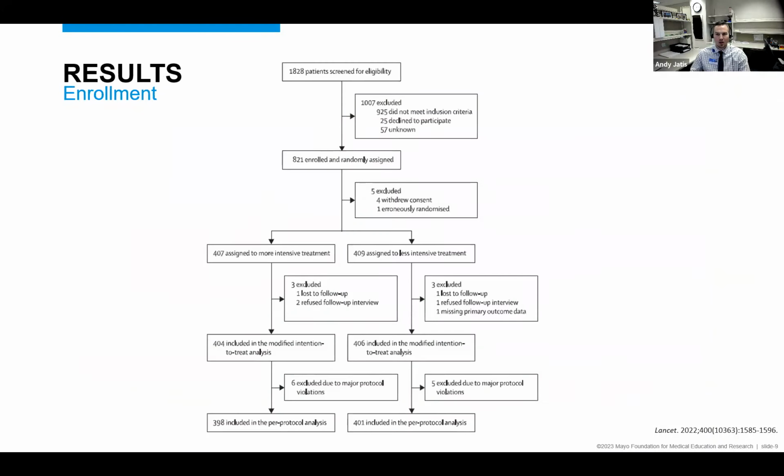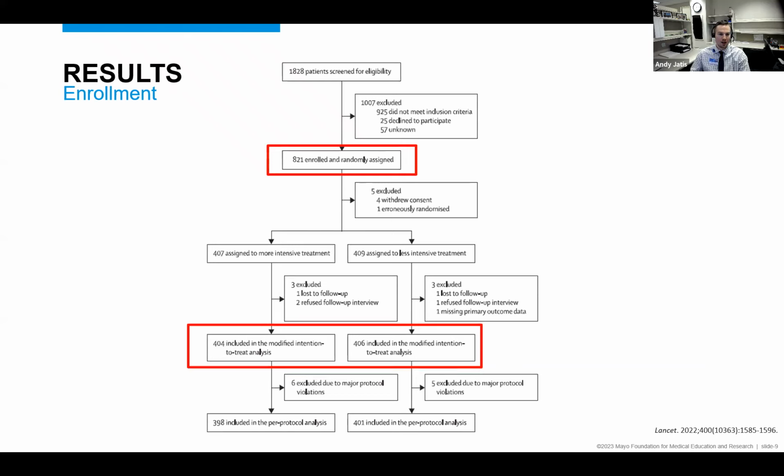So moving in then to our enrollment, just a few things I wanted to point out here is that of their patients that they screened, there were 821 patients that ended up being randomly assigned. And after a few other patients were excluded, this left 404 patients in the intensive treatment and 406 patients in our less intensive treatment therapy for the modified intention to treat analysis.